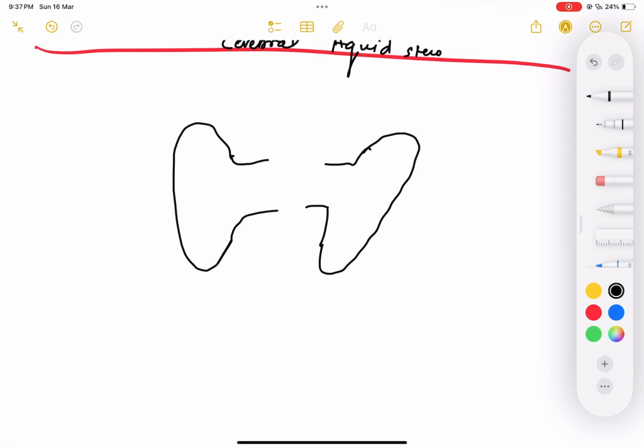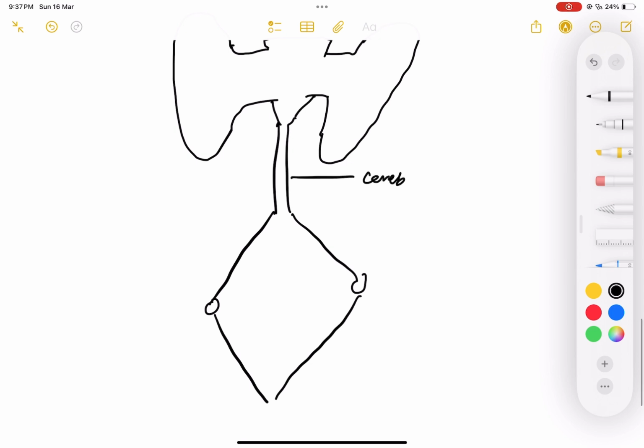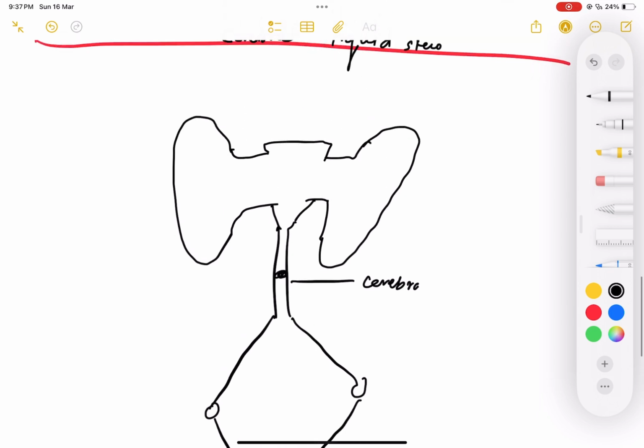Lateral ventricle would just join your third ventricle via foramen of Monro. Third ventricle is going to move to your fourth ventricle through your midbrain via cerebral aqueduct, right? So sometimes what happens, this cerebral aqueduct can get stenosed. If the cerebral aqueduct gets stenosed, the idea is really clear.